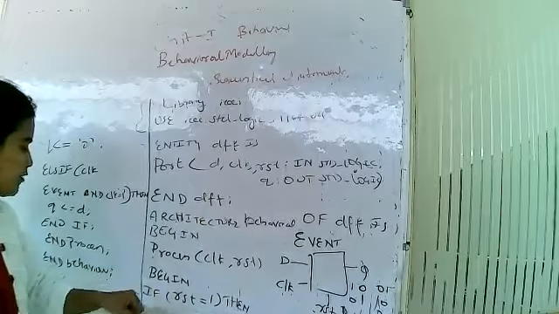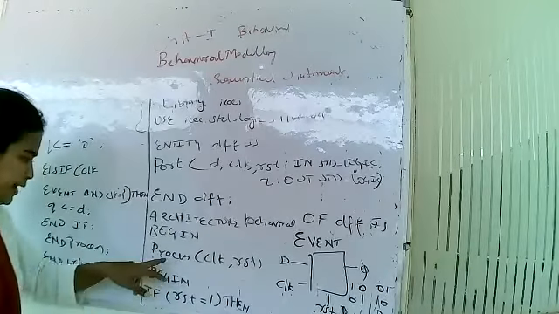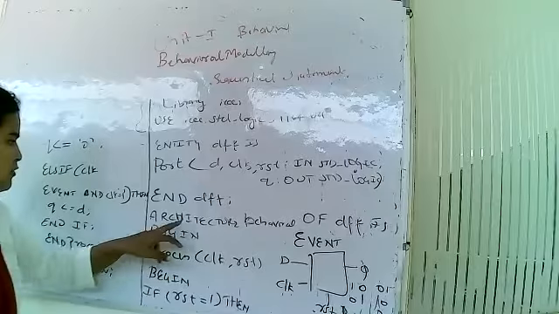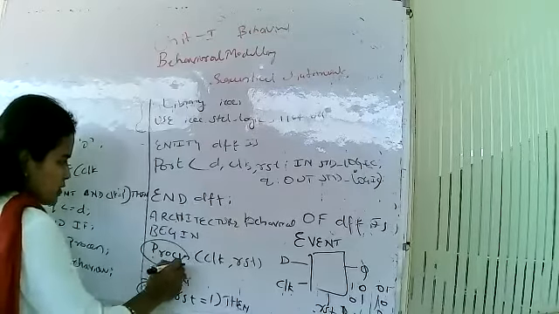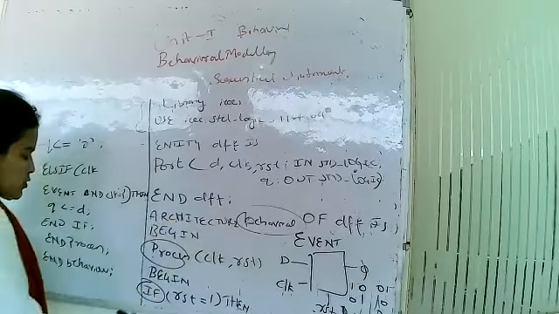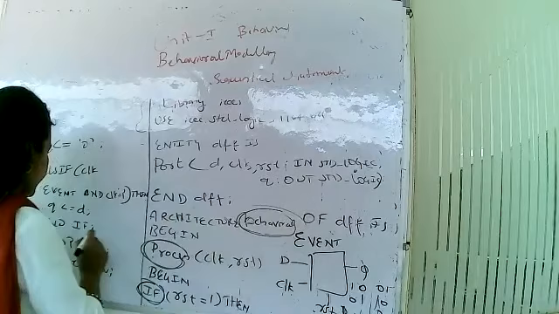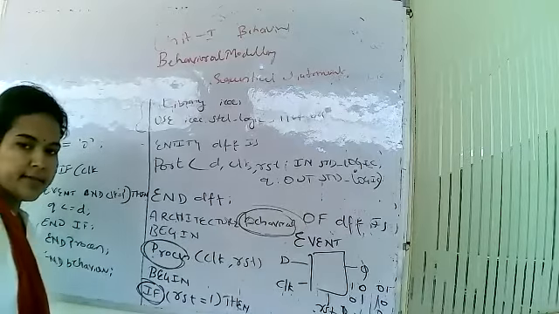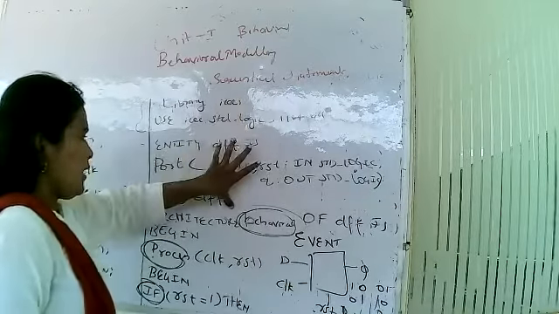End of the if here. Where is it started? It is started with if. End of the if, end of the process and end of the behavior. First I have ended this if, then the process, then the behavior. Behavior is what? Architecture. So I have ended with the if, process and the architecture. Any doubt regarding this?